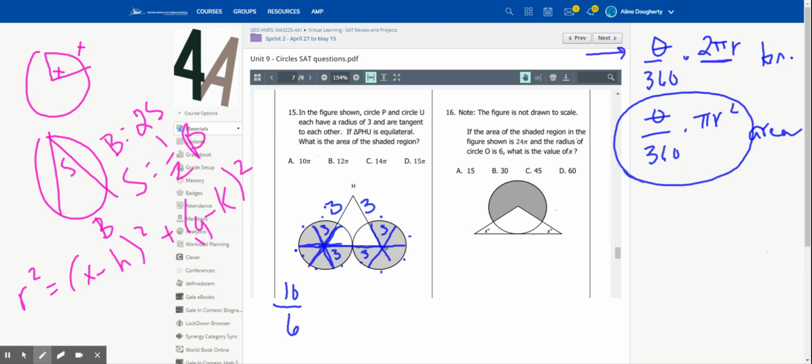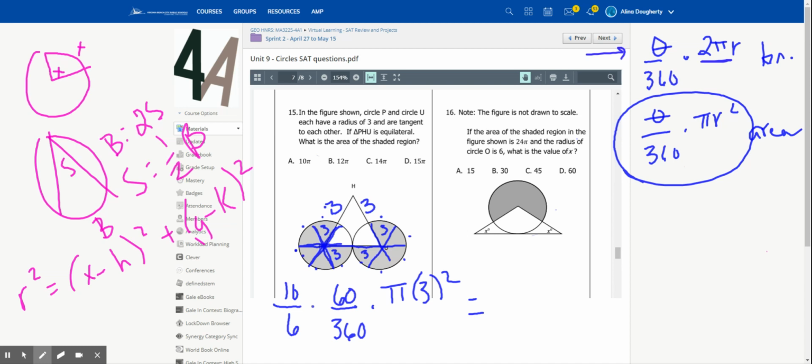So can I find the area? I think so. Each of those pieces is going to be 60 degrees. So 60 divided by 360, and then times the area, pi times 3 squared. If I multiply all that together, I should get my answer. Okay, so I'm giving you some time to do that.